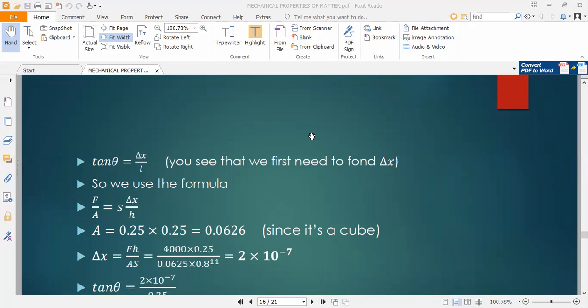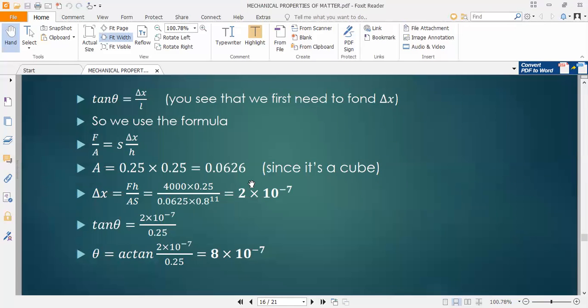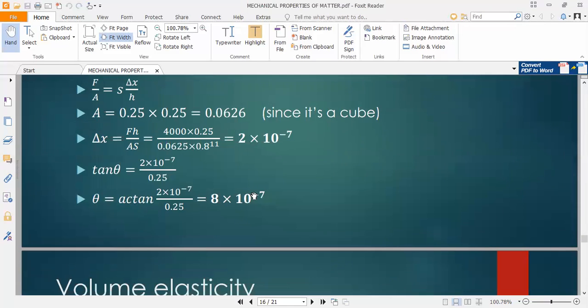Yes. So now I want to see the answer. I don't know whether you had put it to the inverse of the term. I'm only seeing 8 times 10 to the power minus 7. 8 times 10 to the power minus 7.